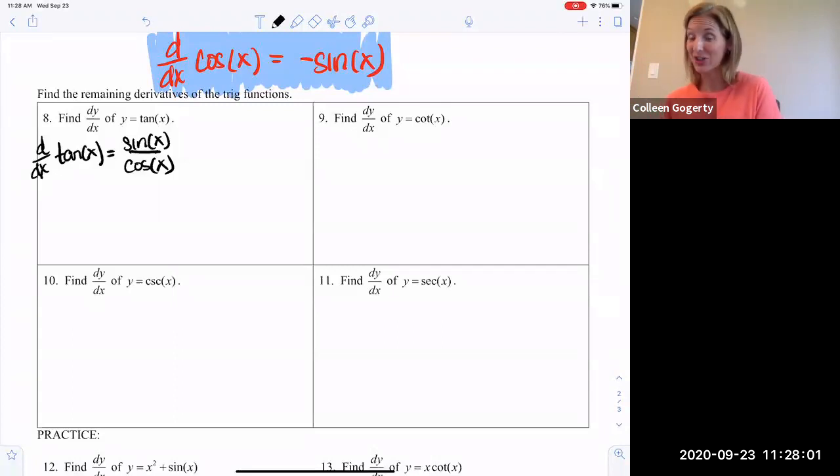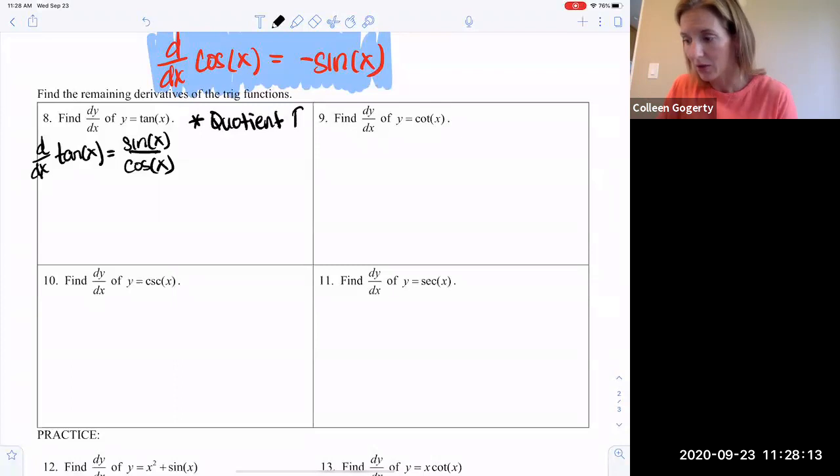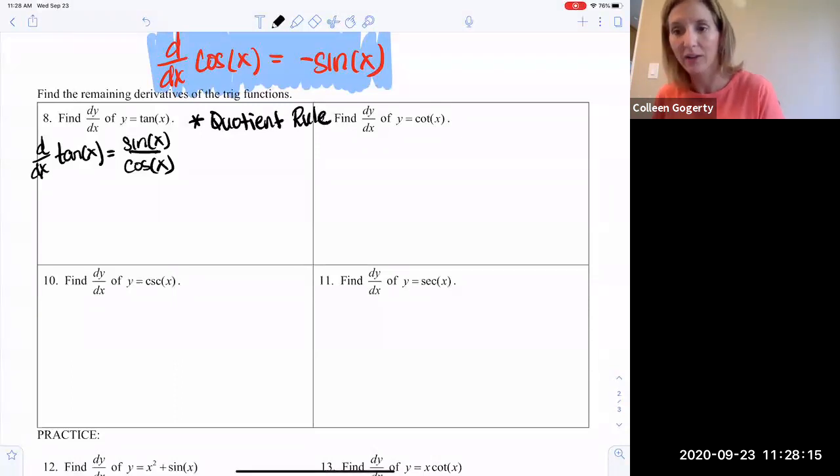Any ideas what you're going to use? Think about what you've learned in the previous few videos. What rule is going to allow us to find the derivative? And if you're thinking quotient rule, you are on the right track.